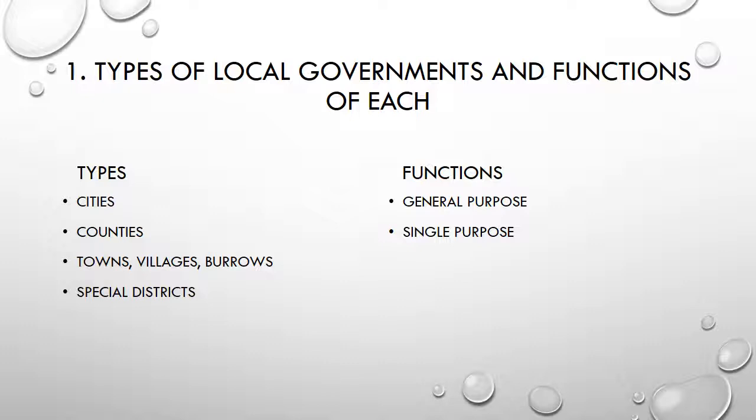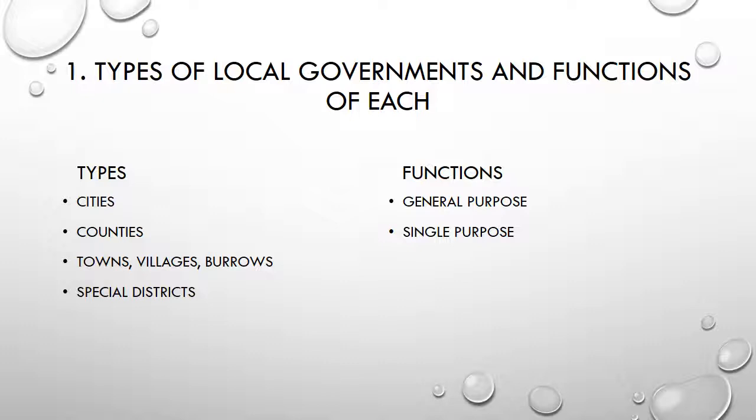And what you see here on the left with types, cities, counties, and towns, villages, and boroughs are all general purpose governments. That is, they provide a wide number of functions. Well, you can look in the book on what these are, but essentially the functions have to do with things like policing, providing the fire department, and so on. Those are general purpose.